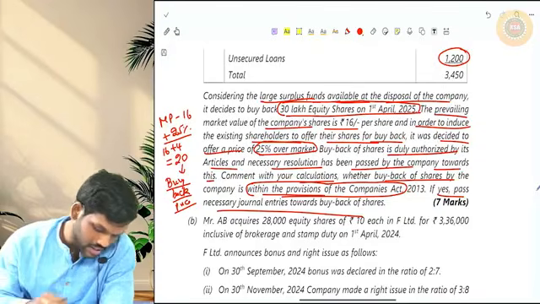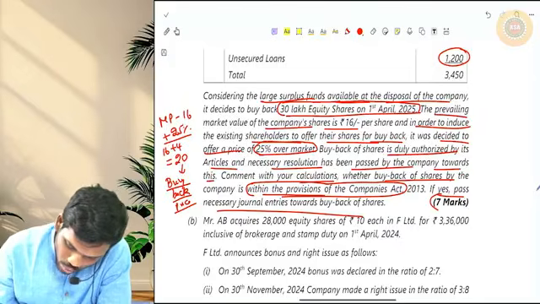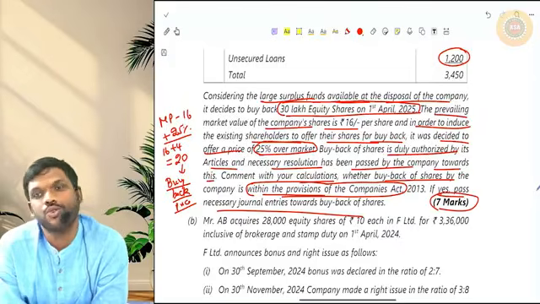They have asked in Jan 26 for 7 marks a very simple question. So it is a very scoring chapter. If it is asked, you can definitely score good marks.